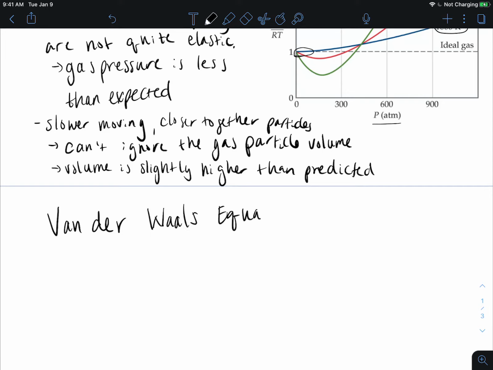So our van der Waals equation takes into account how a real gas behaves. So this is a real gas equation. Because we have lower pressures and higher volumes, both of those terms, the pressure term and the volume term, are going to be changed in our van der Waals equation.